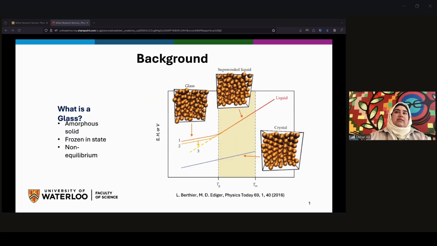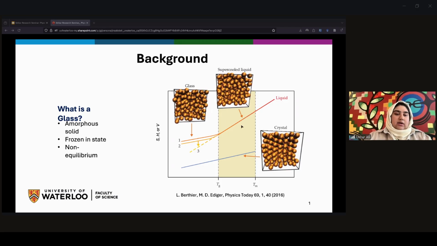So, what is a glass and how are glasses formed? When a liquid is cooled below its melting point and it avoids crystallization, it enters a supercooled liquid regime where the molecular motion slows down. The molecular motion becomes so slow that it falls out of equilibrium, and the material appears to be frozen in a laboratory time frame. And the resulting material is a glass.